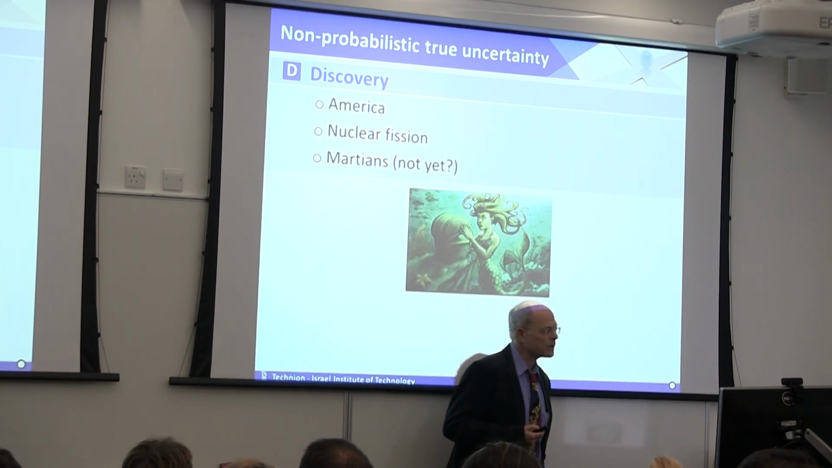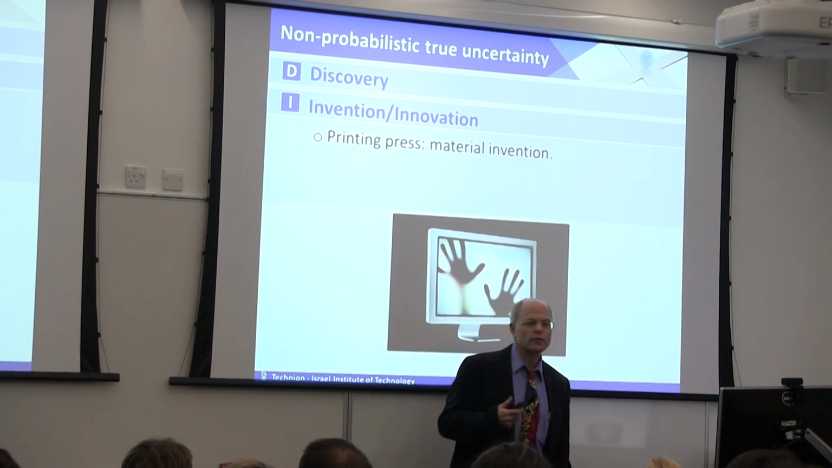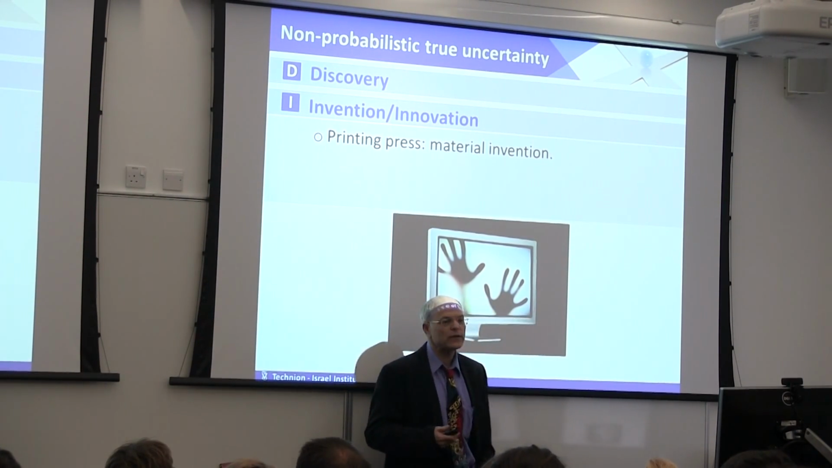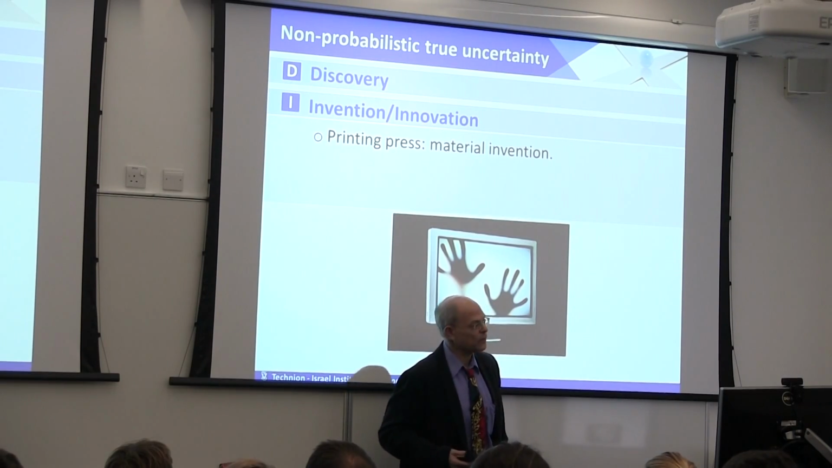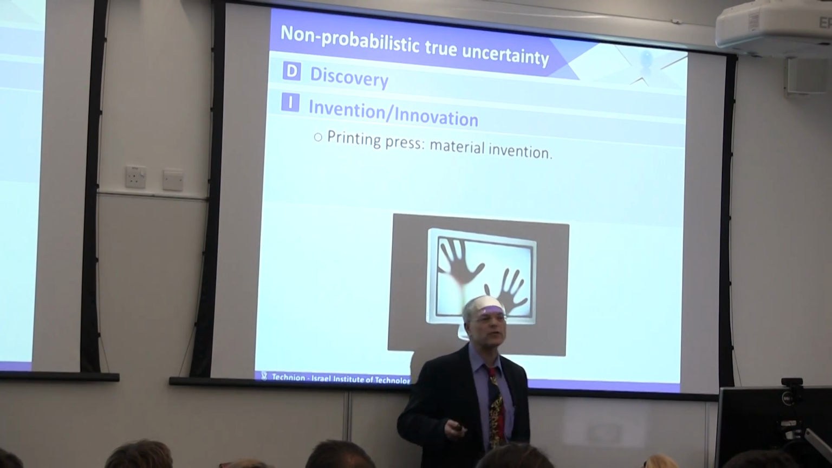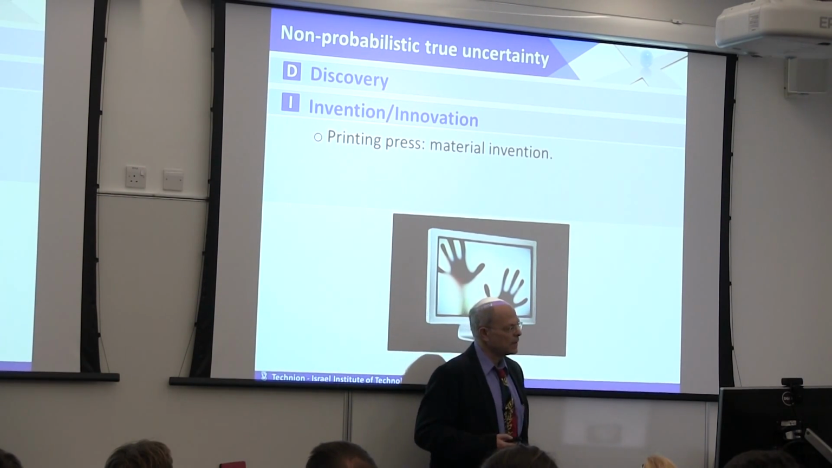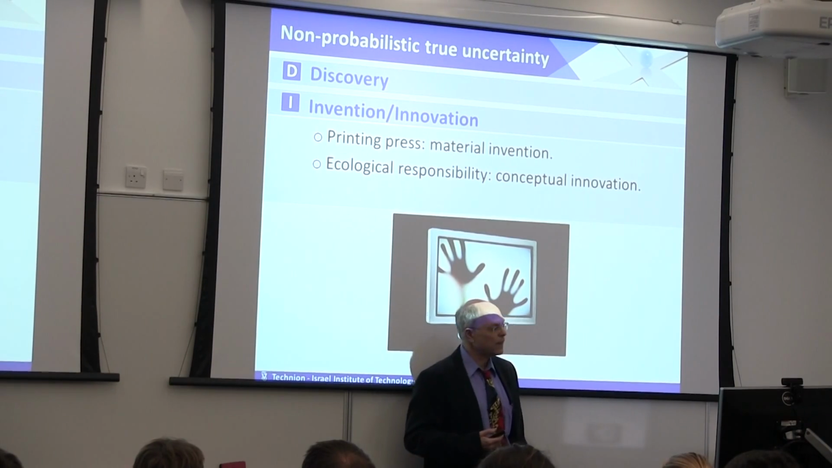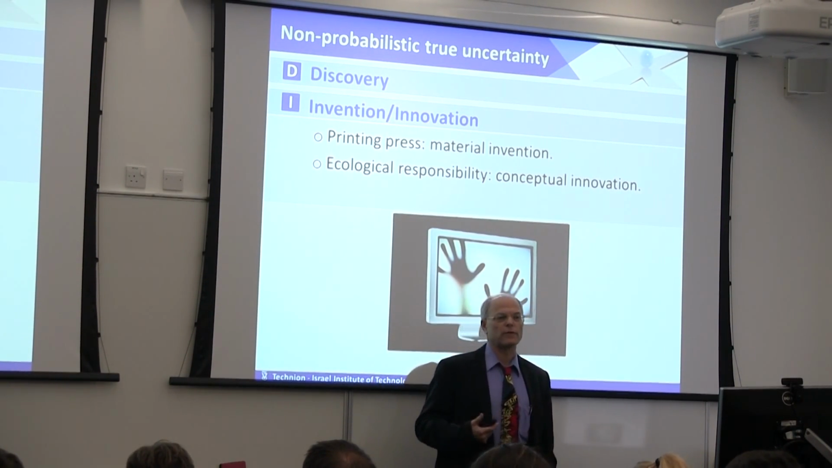That's not probabilistic. The other category, or the second of 3 categories of Knightian true uncertainty, is what I'll refer to as invention or innovation. You can invent the printing press, and somebody did that once. That's a material invention that really has profound implications. It put good handwriting out of business. You can invent the idea of ecological responsibility. That's a conceptual innovation.